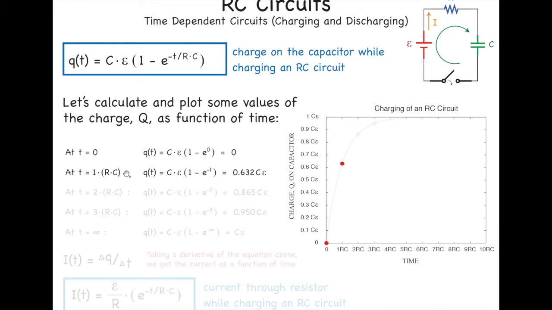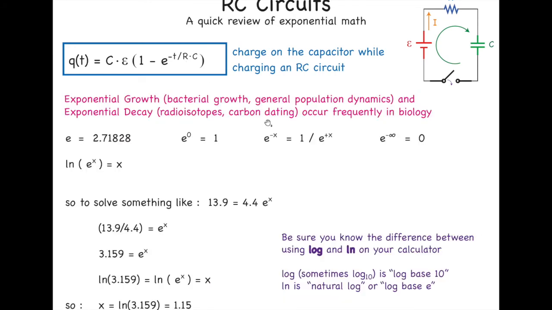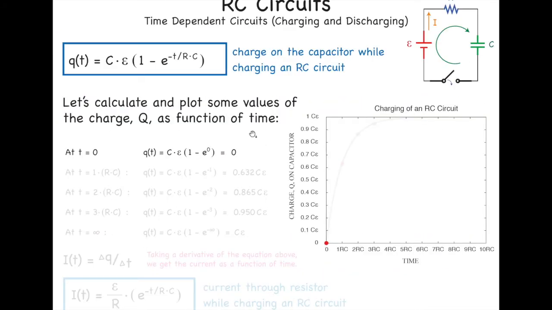So at t equal to 1 RC, in this case when t is 42 milliseconds, the charge on the capacitor is equal to 0.632 times C times EMF. And remember that C times EMF is the maximum charge when we wait a very, very long time. So after the 1 RC time constant, 42 milliseconds in this case, we will have achieved about 63% charging of our capacitor.